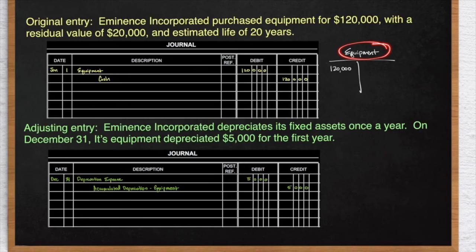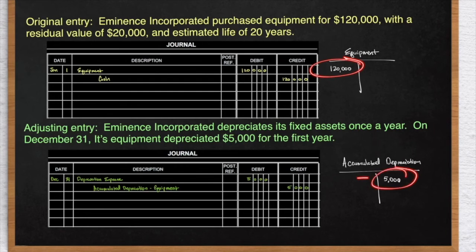If you notice in the adjusting entry, equipment was not there. So you leave the equipment account alone, and you're always going to reflect that $120,000 for the equipment account. Instead, we're going to credit another account called accumulated depreciation, and you're going to keep it separate. So accumulated depreciation on equipment, we'll do a separate T account for that, and we're going to credit $5,000. And those are your two accounts, equipment and accumulated depreciation.